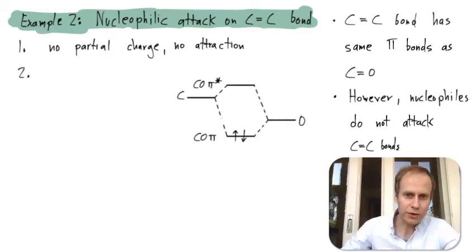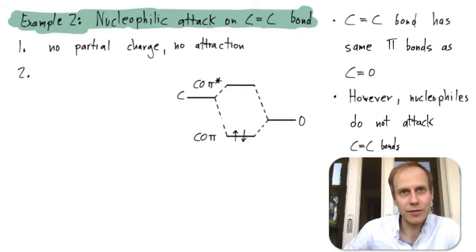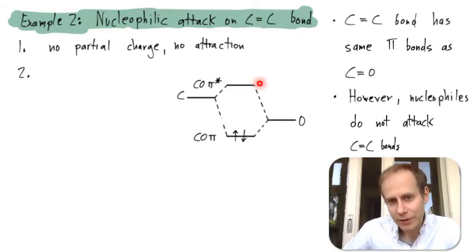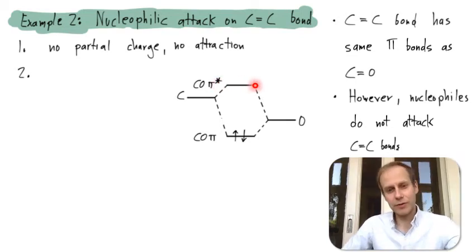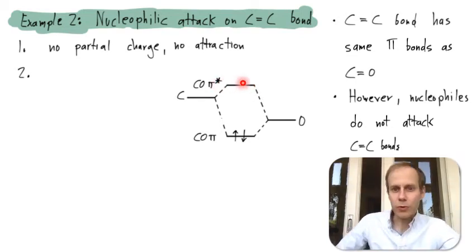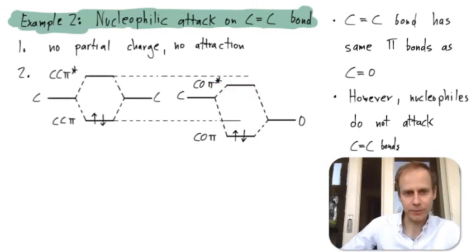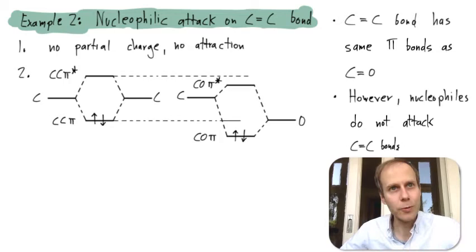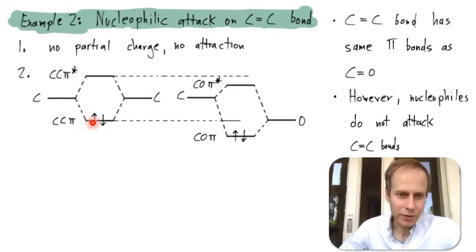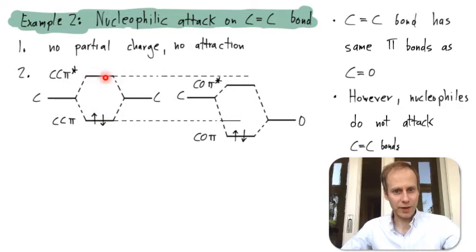So the second reason is the energy levels of the orbitals that are involved. So remember, in the hydride attack on the methanol, the LUMO was the pi star of the carbonyl bond, right? So here it's plotted. So now let's search for the LUMO of the carbon double bond. You see the carbon double bond has a pi, of course, that's occupied, but also a pi star, just like the carbon oxygen double bond.